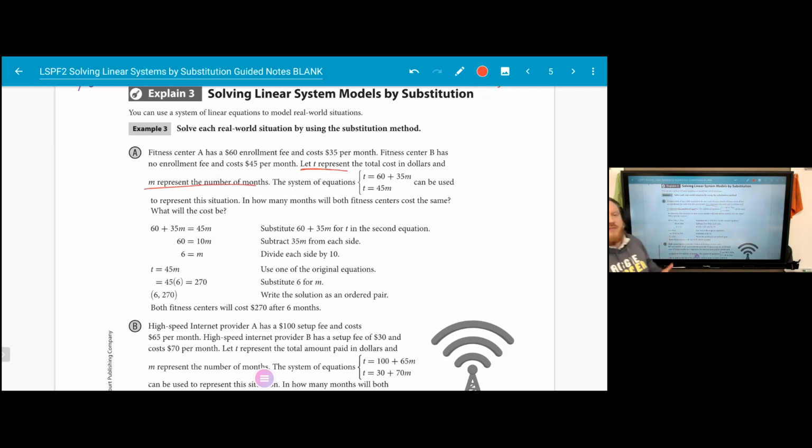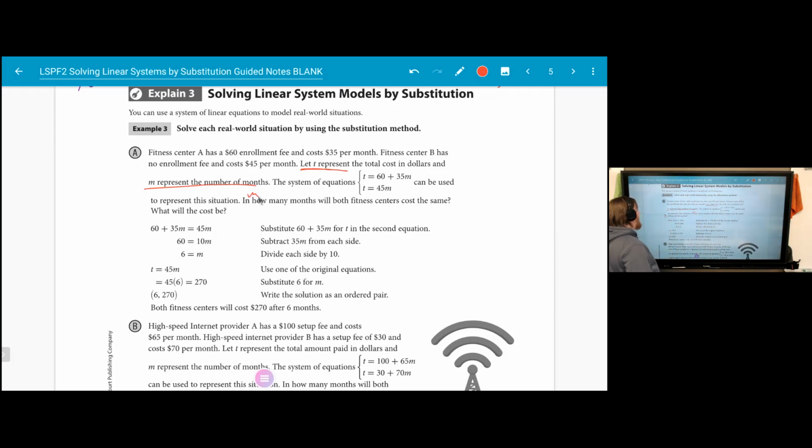We've already got our variables here. And how many months will both fitness centers cost the same? And what will the cost be? In other words, there's kind of like a part A and a part B here. We've got to find both of those. How many months? This is our M for months. And what will the cost be?